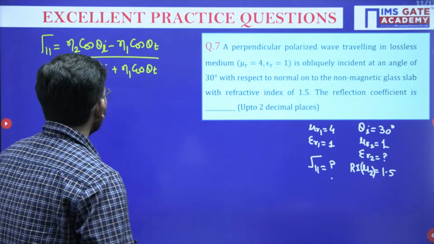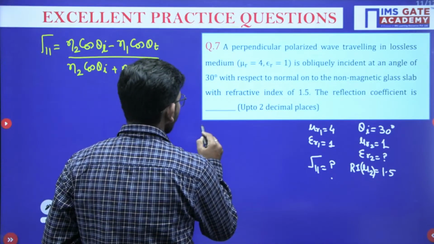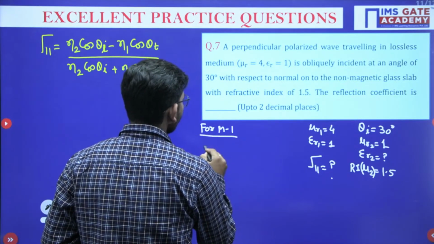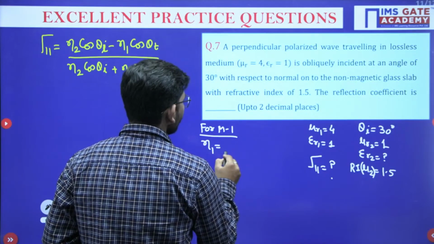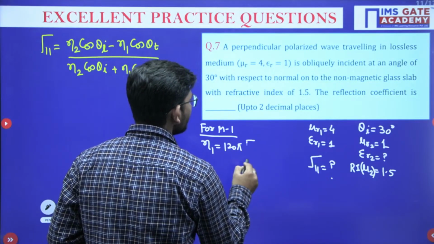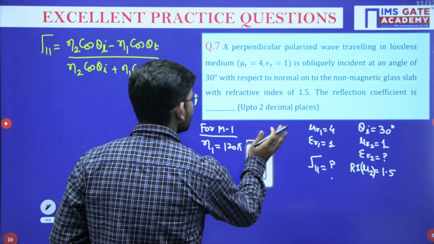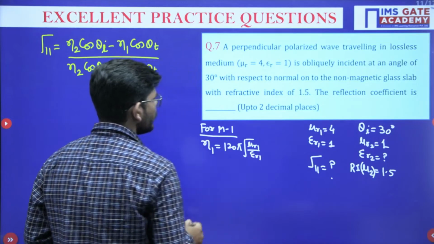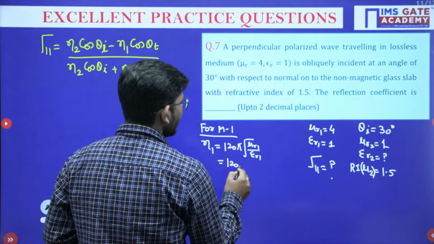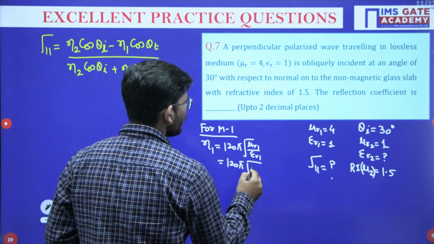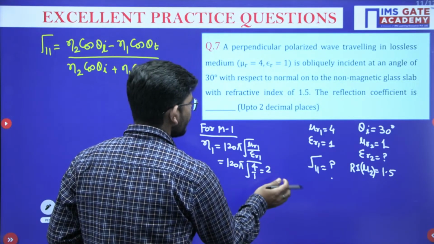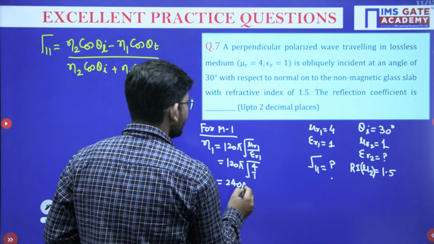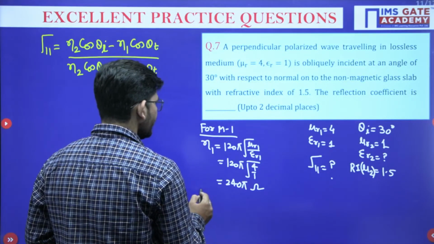Yes or no? So if we talk about medium 1, what will be neta? Neta 1 will be 120 pi under root of mu r upon epsilon r, isn't it? Mu r1 upon epsilon r1. This we can calculate. This is given: 4 divided by 1. So this will be equal to 240 pi ohms. This will be neta 1.